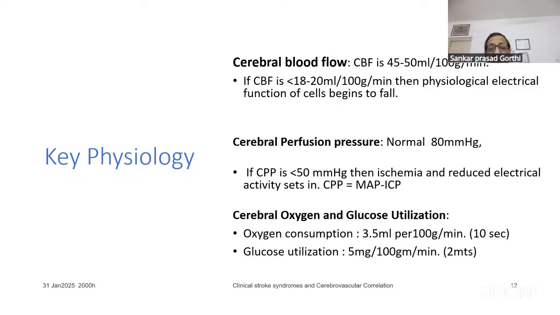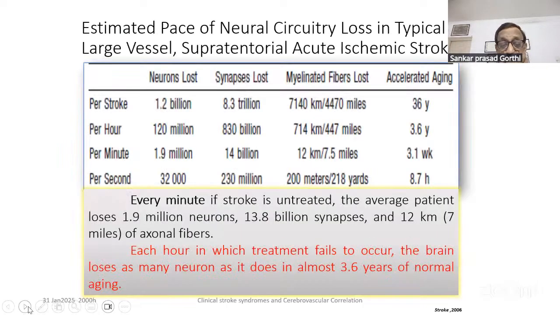So small infarcts keep on happening and they keep on disrupting the neural networks. So this is the basis of anatomy and physiology of the stroke, which everybody should know. That's because if there is a large vessel supratentorial acute ischemic stroke, per stroke, about 1.2 billion neurons are lost. And so many trillion, 8 trillion synapses are lost. 7,140 kilometers of myelinated fibers are lost. And the individual ages by 36 years. A 30-year-old individual becomes 66 years almost.